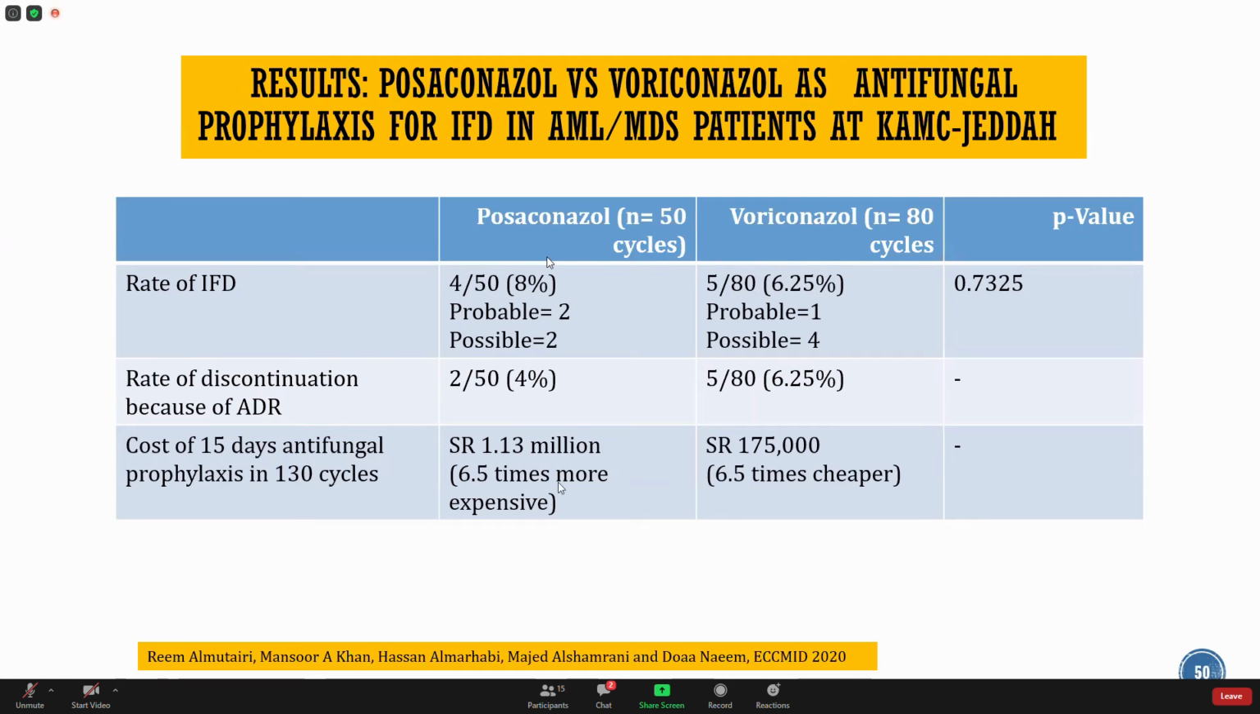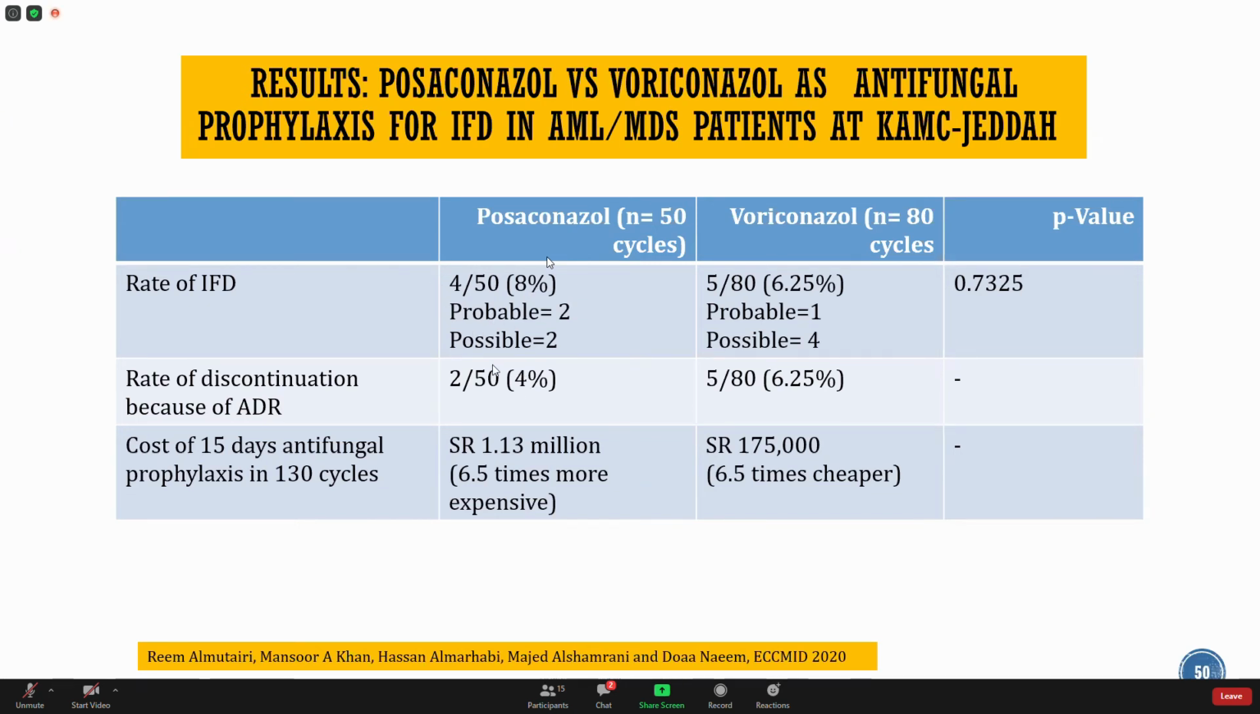the cost comparison. If we would have used voriconazole for all these patients, we would have spent only 175,000 reals. And if we would have used posaconazole for all these patients, we would have spent like 1.13 million reals. So it's 6.5 times cheaper with the same efficacy and almost the same tolerability and safety.